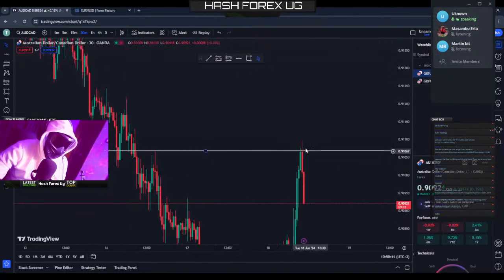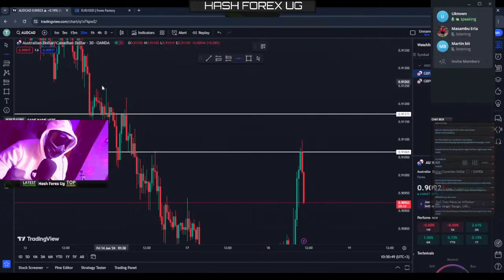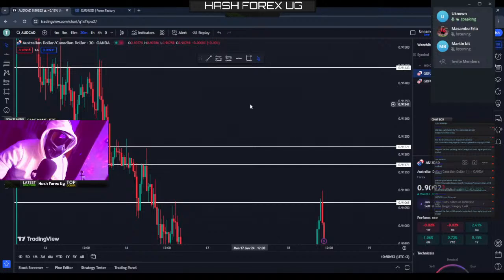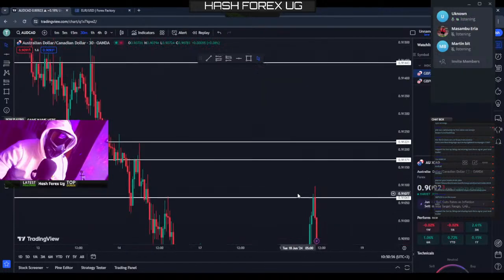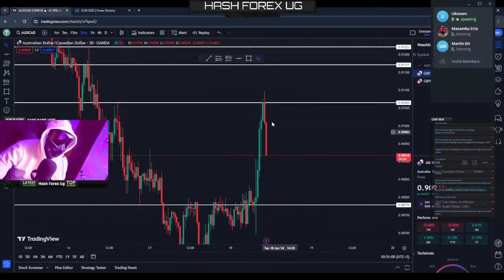And then if it breaks there, you'll have that level as a take profit 1, take profit 2, and then take profit 3, like that. But if it is still in that zone, it might be a bit risky. Anything can happen in that zone.